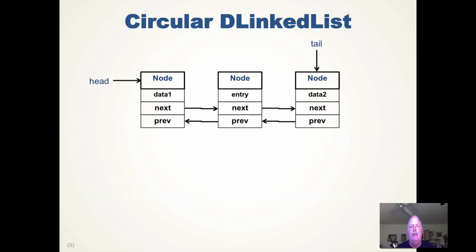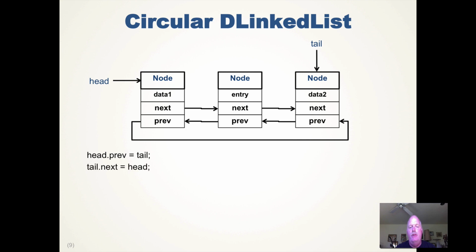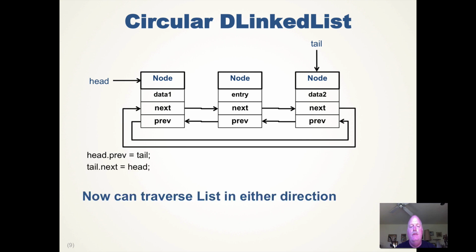We can do the same thing with a doubly linked list. Again, we have to update both of the pointers. So head.previous points to tail, and tail.next points to head. And now we can traverse the list in either direction. We can go forwards or we can go backwards. Again, you have to worry a little bit about having an infinite loop, because you're never going to find a next pointer that's null or a previous pointer that's null that tells you the head or the tail. So you have to be a little bit careful about looping through that.